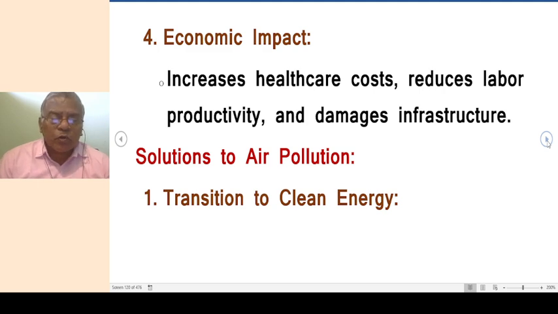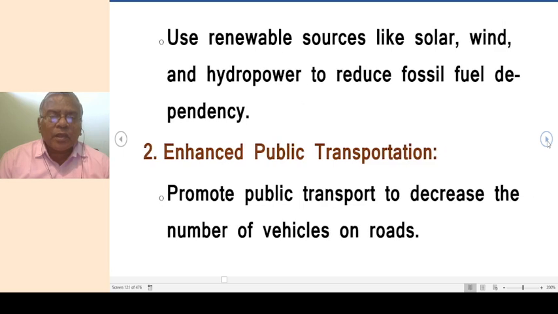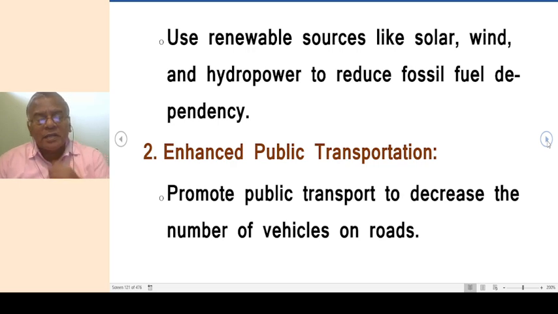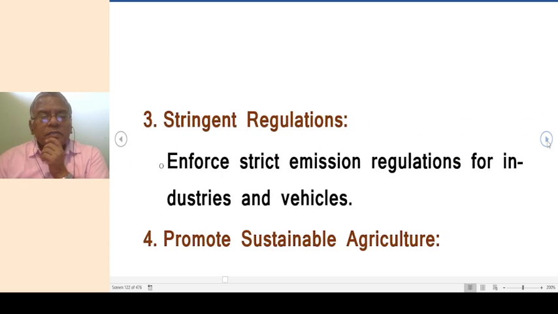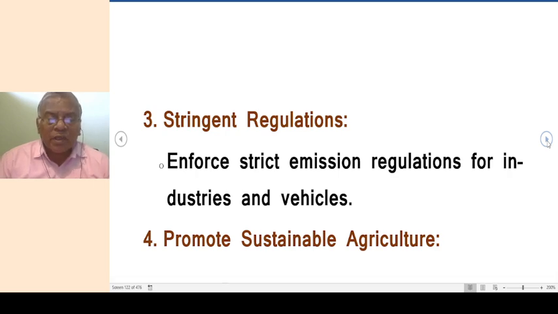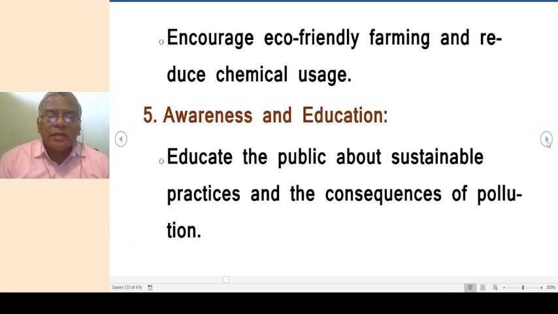What are the solutions to air pollution? Transition to clean energy. Use renewable sources like solar, wind and hydropower to reduce fossil fuel dependency. Then enhanced public transportation. Promote public transport to decrease the number of vehicles on roads, as Delhi state government has done. Stringent regulations. Enforce strict emission regulations for industries and vehicles. Then promote sustainable agriculture. Encourage eco-friendly farming and reduce chemical usage. And also awareness and education, another important aspect. Educate the public about sustainable practices and the consequences of pollution.